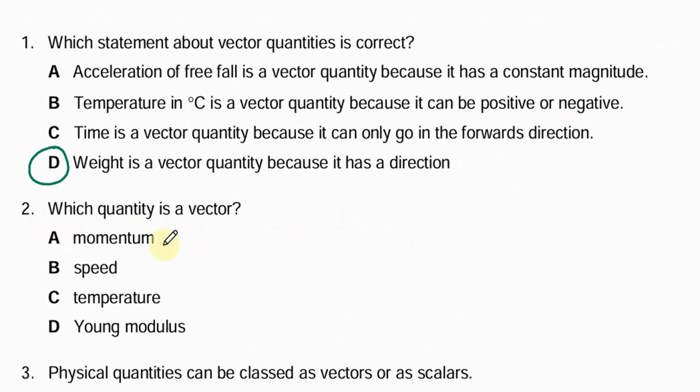Then in number 2, which quantity is a vector? Here you need to know that momentum is a vector. Speed, temperature, and the Young modulus are not vectors, they are scalars.